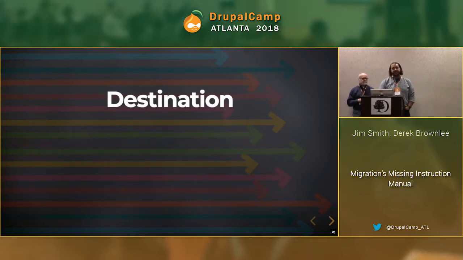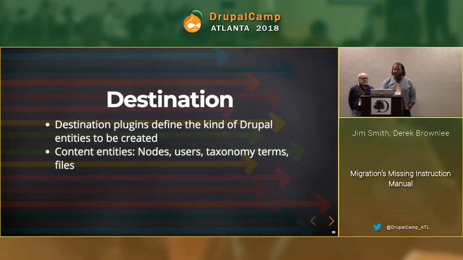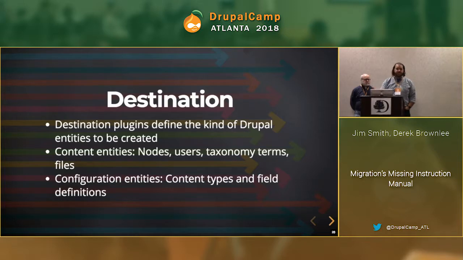And the last step is destination, putting your content into your new site. Destination plugins, your point there is you're defining what is being created in Drupal 8 by this process. Now those can be various entities: nodes, users, taxonomy terms, files, media entities. There are destination plugins and definitions for all of these. But as we talked about before, we didn't deal with migrating configuration, but you can do that. You can set up migrations that will create content types for you. And configuration entities, that's something that can be a destination as well.